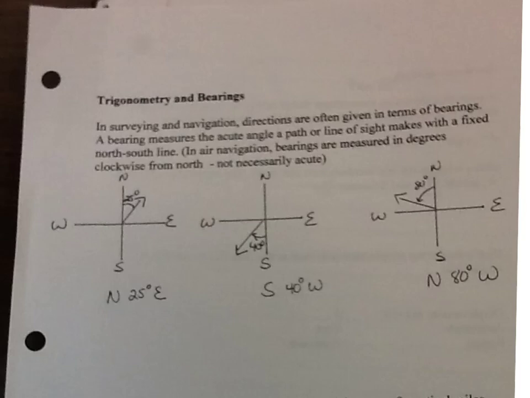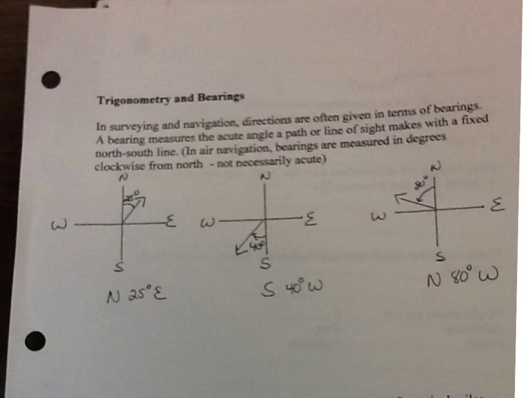Okay, we're going to talk today about bearing, which is a navigation term, a surveying term. In navigation and surveying, we use bearing, and we can use our trig functions to help us determine bearing. A bearing measures the acute angle from either north or south, and a line of sight. Right. And so here's some examples.